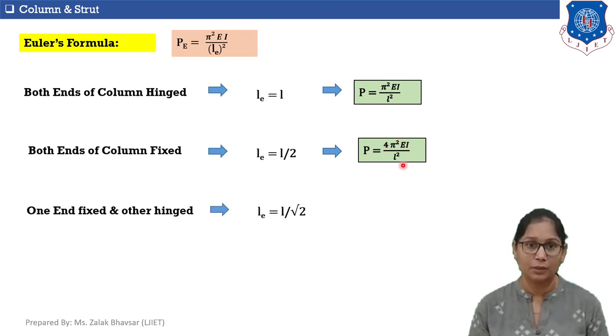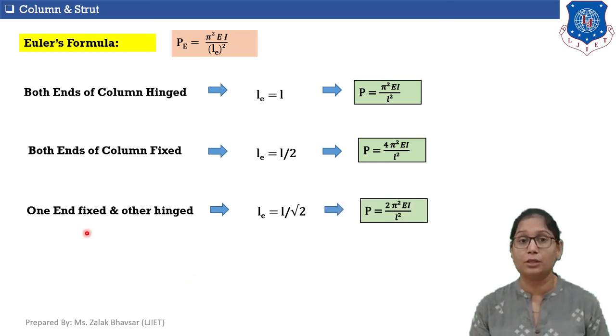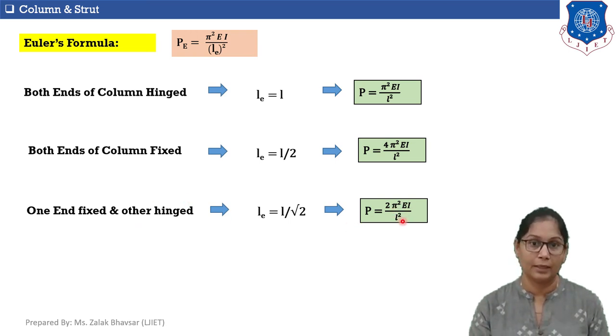Now let's move to the third case. In this case, one end is fixed and the other end is hinged. We are discussing a column with one end fixed and the other end hinged, and we know that the effective length of such a column is equal to L upon √2. So I put L upon √2 instead of LE in Euler's formula. Then I get Euler's formula for the column with one end fixed and the other end hinged equal to 2 pi² EI upon L².